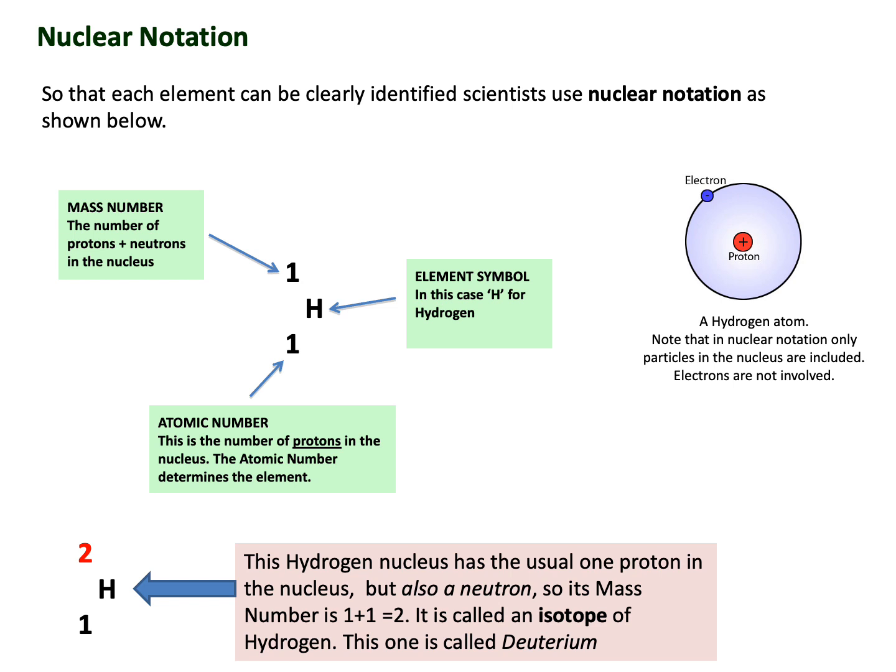Now, if it's hydrogen, it must have only one proton, so there must be a neutron in the nucleus as well. And when you have a particle which has the same number of protons in its nucleus as another particle, but a different number of neutrons, that's called an isotope. So what we have here is an isotope of hydrogen called deuterium. And the diagram shows it's very similar to ordinary hydrogen, except it's got the neutron in the nucleus as well as the proton.